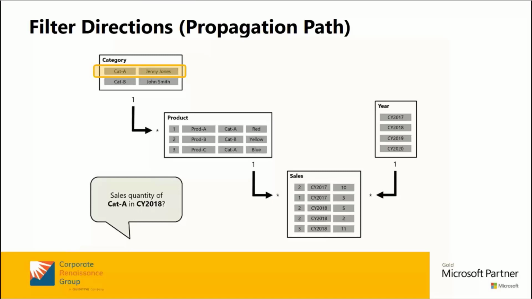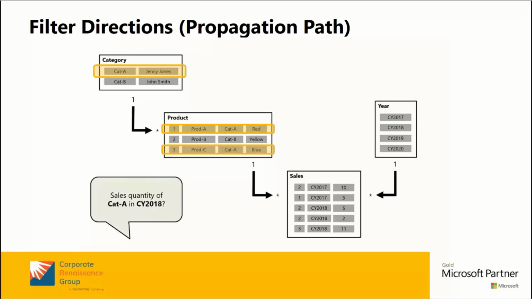The moment it does that, the next thing it will do is propagate the filter from this particular table to the next table to which it is linked. Because product is linked to the category table, it will propagate to the product table, and from there it will filter all the category A rows. So I will find two product IDs. ID 1 and ID 3 belong to category A, and that table is filtered.